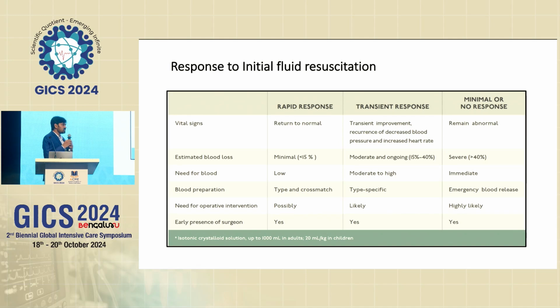So how do you resuscitate these patients? As usual, you give crystalloids. If you have less blood loss, you will respond. Those are the rapid responders. And those who have lost significant blood, even if you give crystalloids, there won't be any response. They are the people at the extremes; they won't respond to your crystalloids. It's the people in the middle, the transient responders, where you have to be very active and vigilant, identify the source of bleed and control the bleed so that you can salvage them.